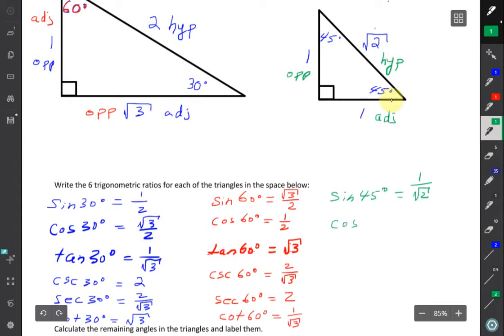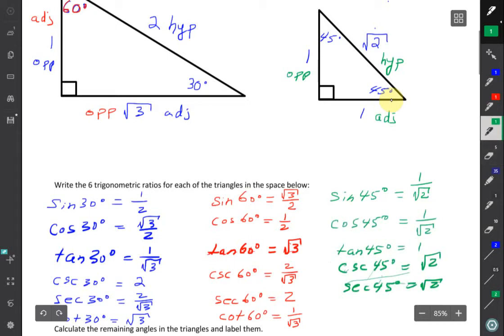The cos of 45, because the sides are equal, is also 1 over root 2. The tan of 45 is the opposite over the adjacent, which is 1 over 1, so that's 1. The cosec of 45 is the reciprocal of 1 over root 2, so it's root 2. Similarly, the secant of 45 would be root 2. And the cotan of 45 is still 1, because 1 over 1 either way is 1.